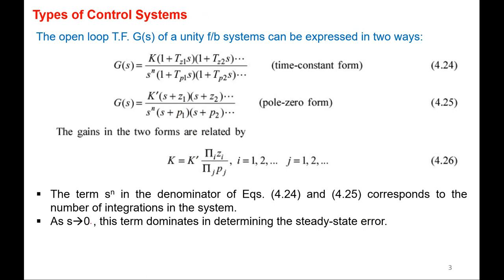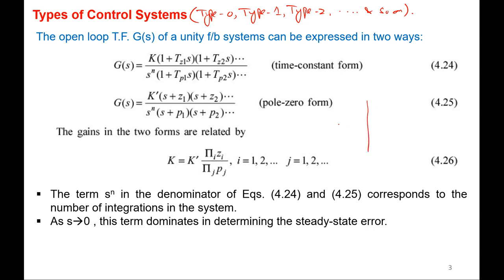You already know we can classify control systems into several classifications, based on automatic and feedback, open loop and closed loop. But based on the location of poles at the origin, you can classify the system as type 0, type 1, type 2, and so on. How this classification works, I will brief you.